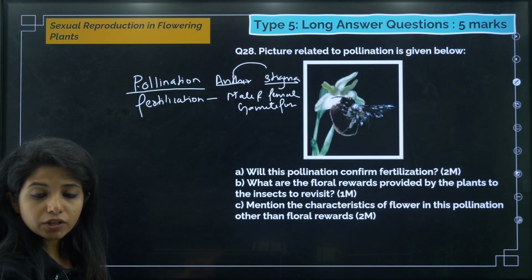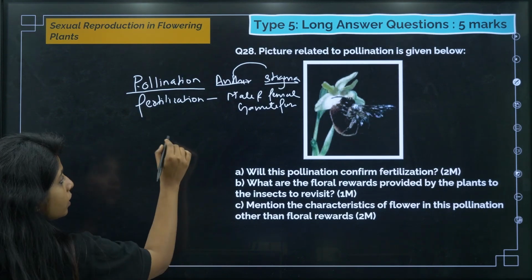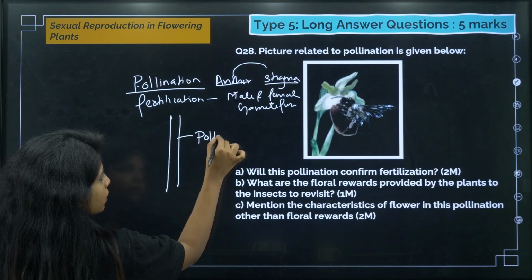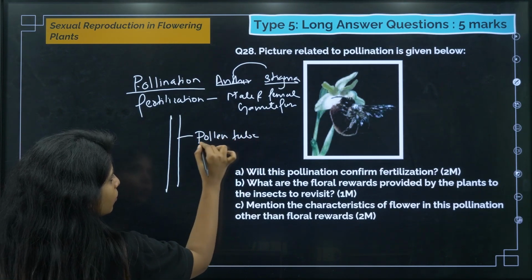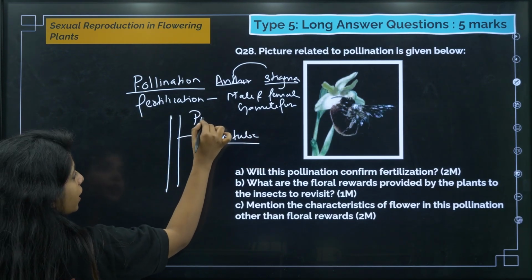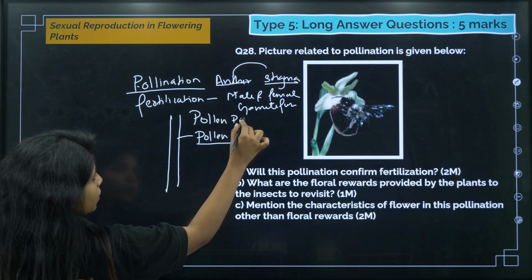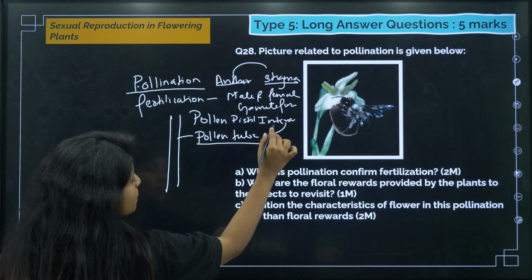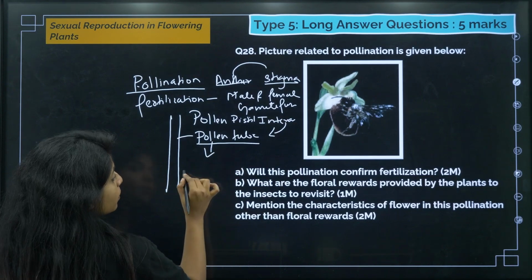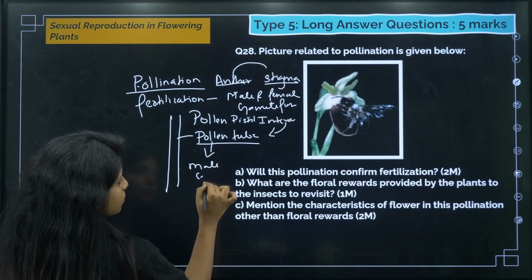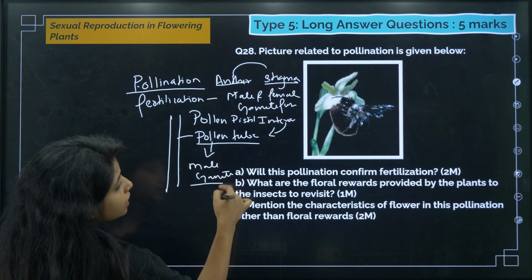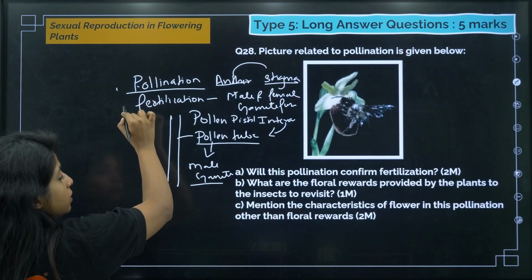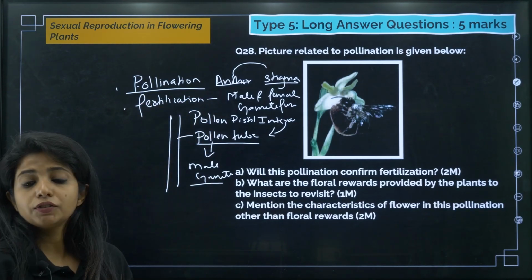So pollination has happened, it's fine. But the pollen grain now has to form the pollen tube. For that, pollen pistil interaction should be there. It should later form the pollen tube. After forming the pollen tube, the male gamete should fuse. That's when I can say fertilization can take place. So how do you frame this answer? You will explain this, and you'll say this is the condition for fertilization to happen.